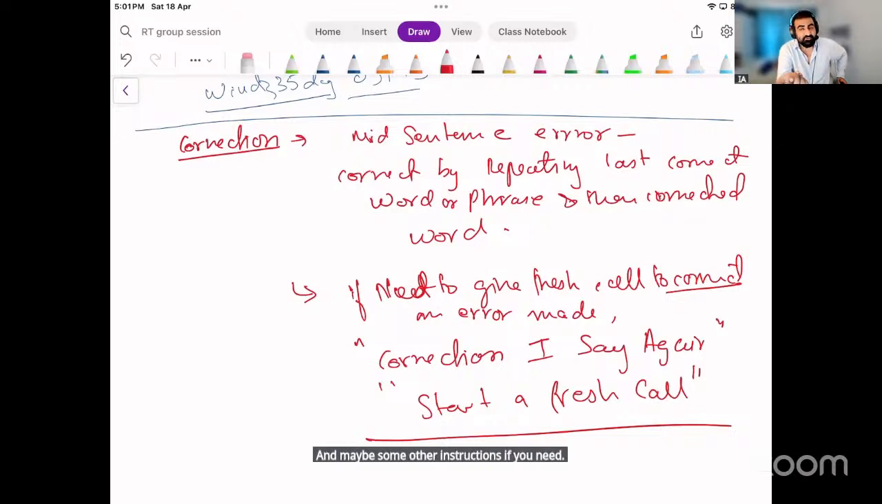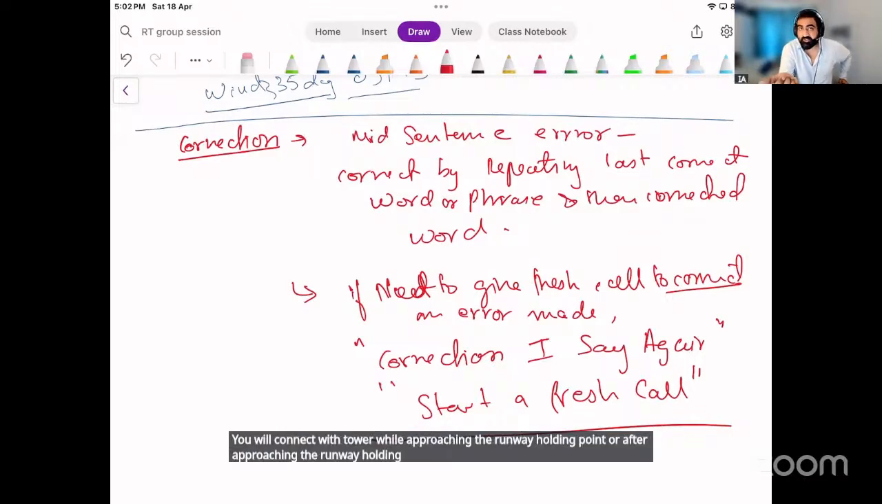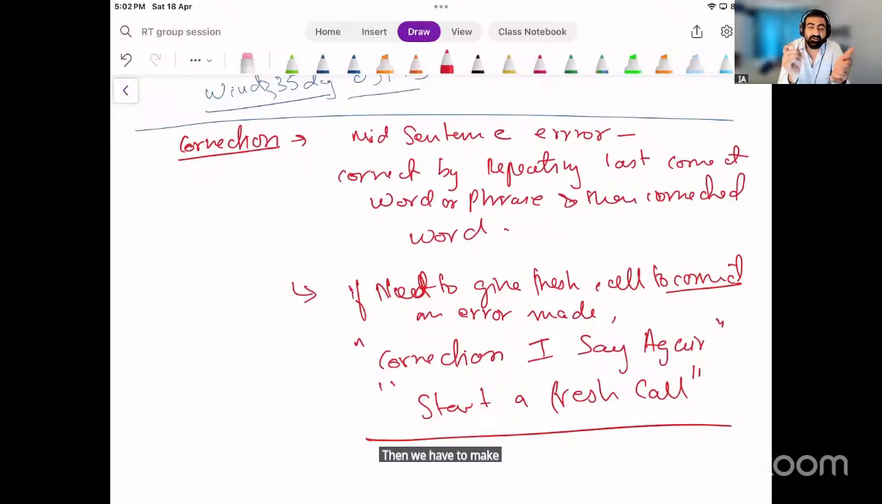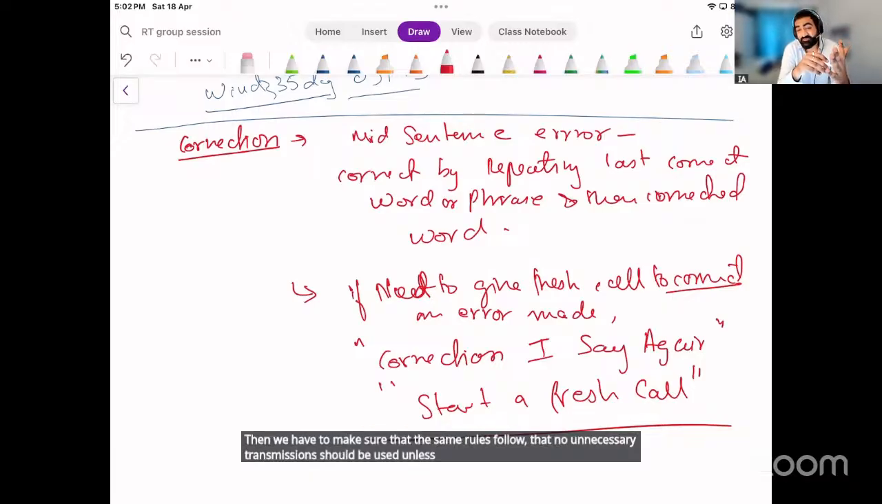Everything is pretty simple. Takeoff: you will connect with tower while approaching the runway holding point or after approaching it. Until then, ground will help you. And when we talk about final approach and landing, we have to make sure that the same rules are followed, that no unnecessary transmissions should be used unless in the event of safety.